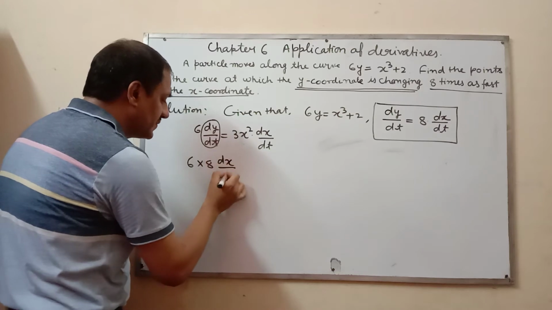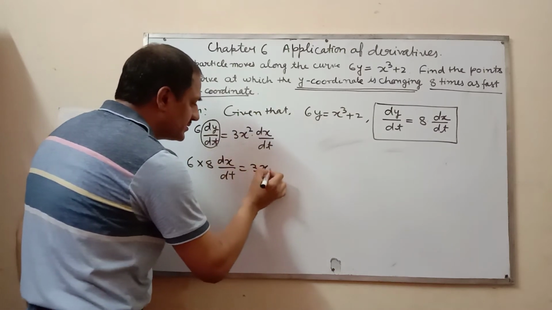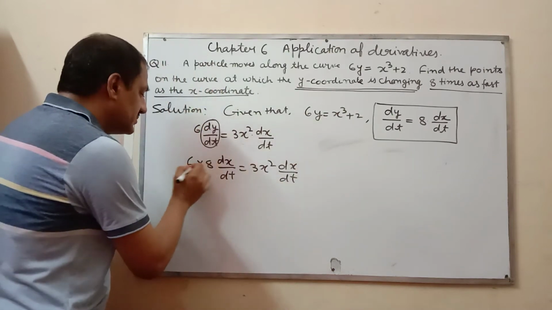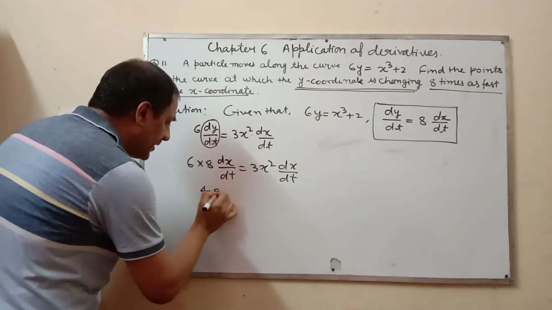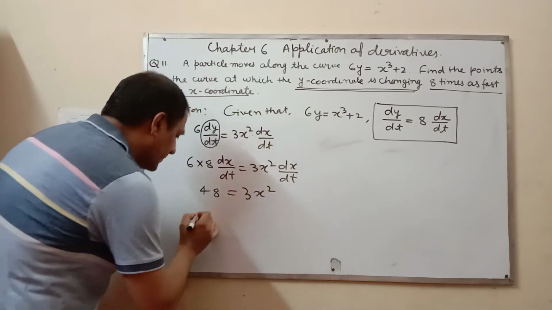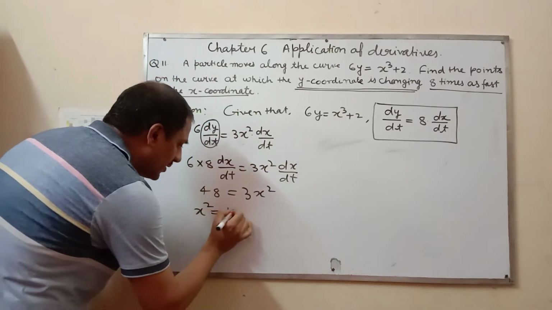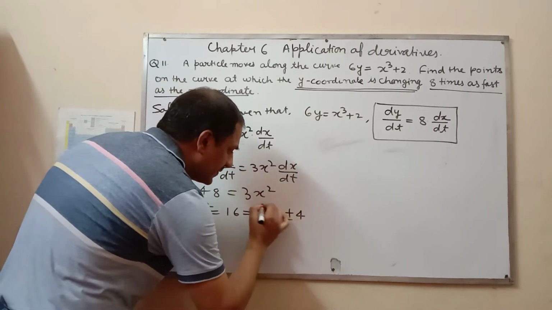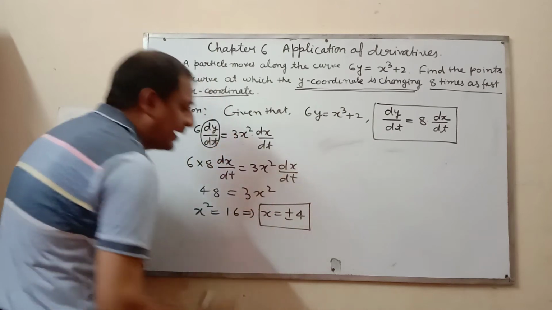6 × 8 dx/dt = 3x² dx/dt. Now 6 times 8 is 48. 48 = 3x², the dx/dt will be cancelled. Now x² = 16. It gives x = ±4. This is the value of x.